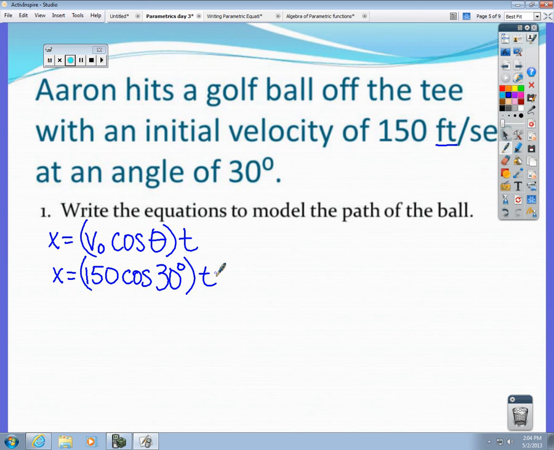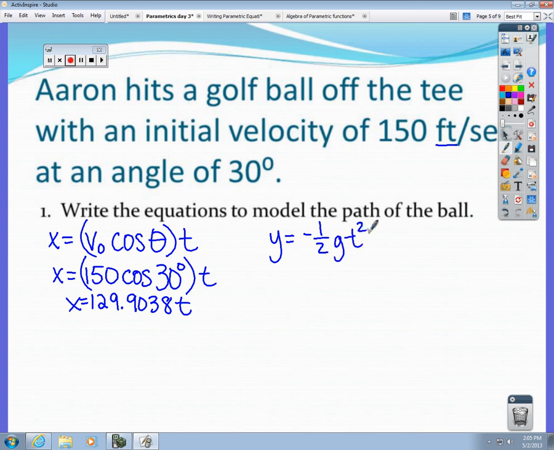And when you do that, you should come out with 129.9038 times t. That's one equation, that's your x. And remember, your x represents your horizontal distance. Okay, now we also need a y equation. And y, again, stands for the vertical distance.